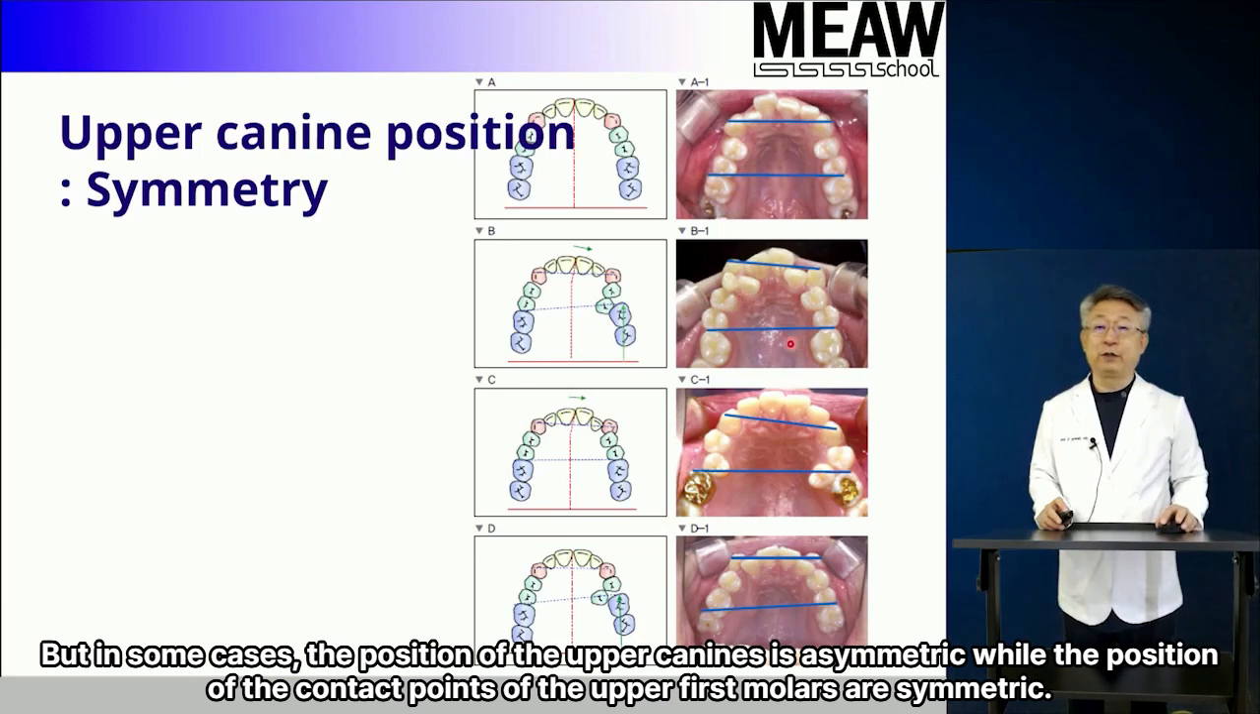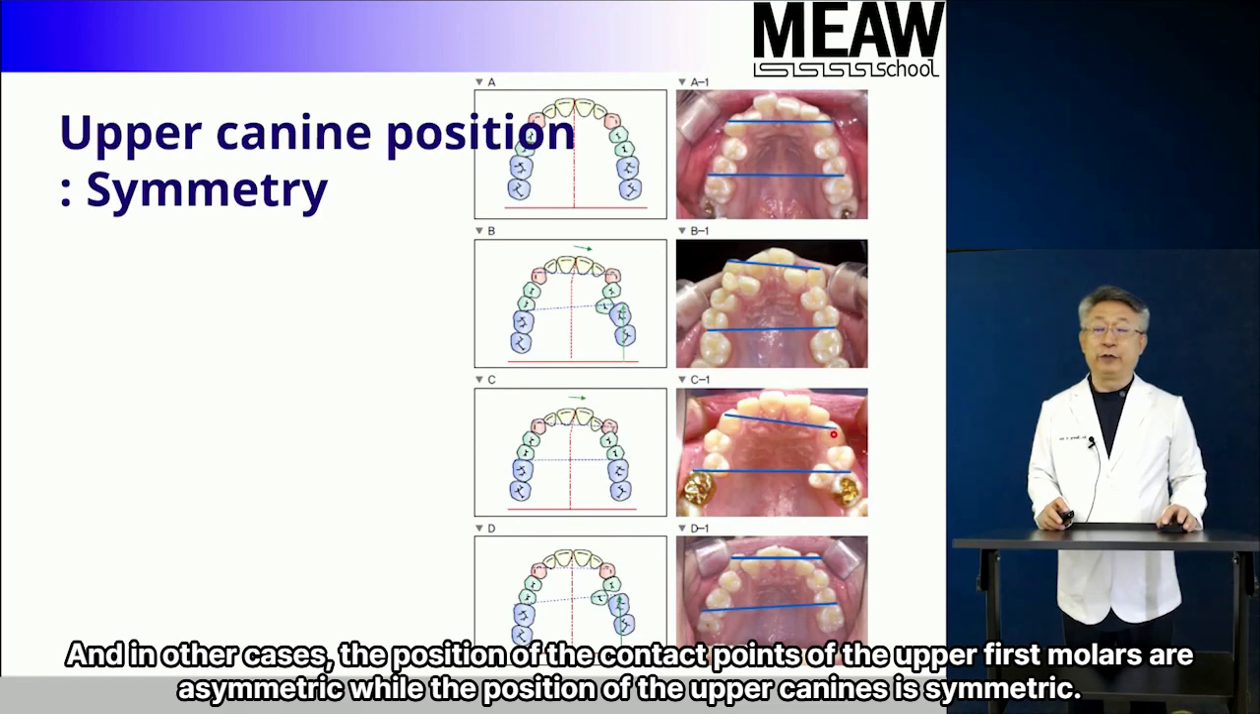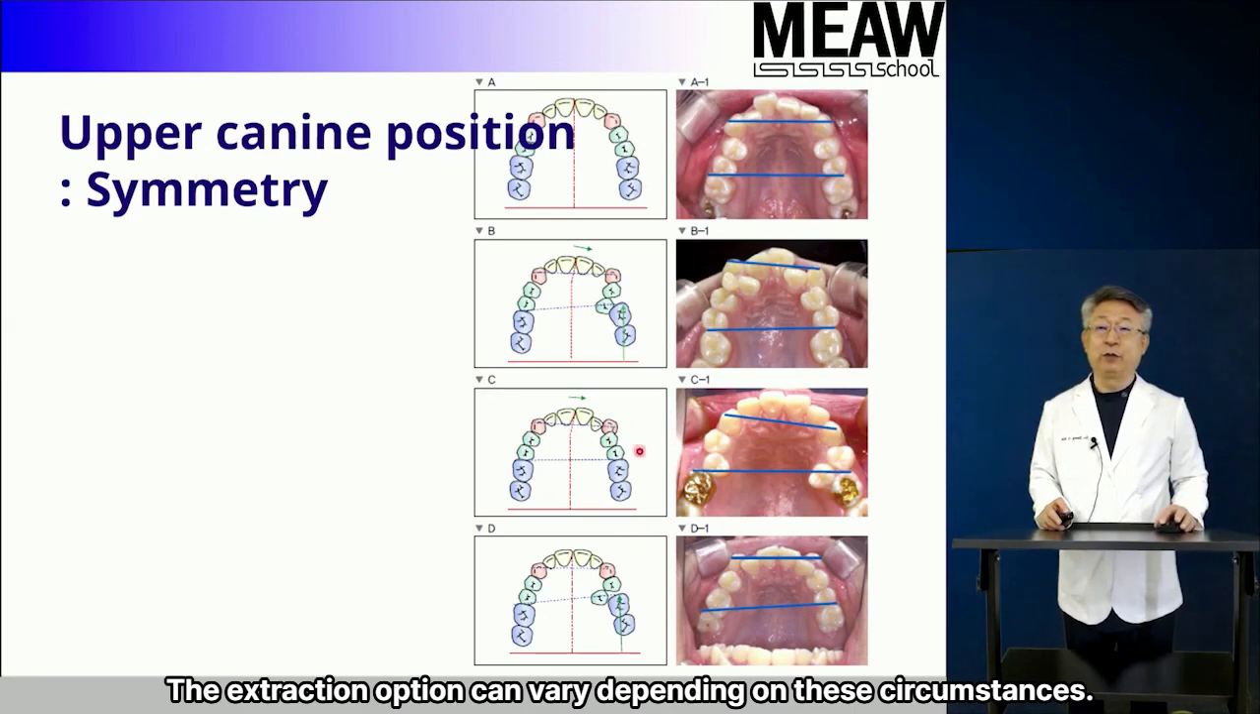But in some cases, the position of the upper canines is asymmetric, while the position of the contact points of the upper first molars are symmetric, and in other cases, the position of the contact points of the upper first molars are asymmetric, while the position of the upper canines is symmetric. The extraction option can vary depending on these circumstances.